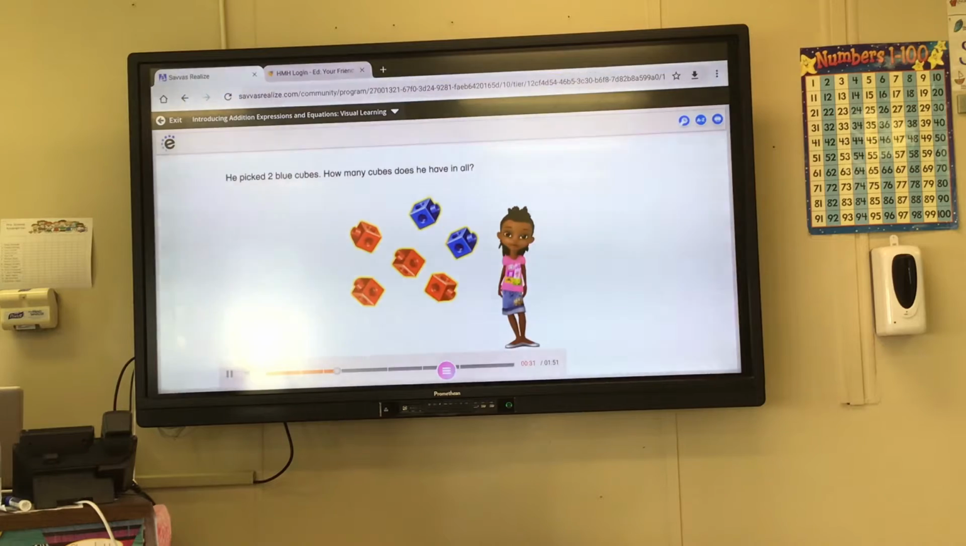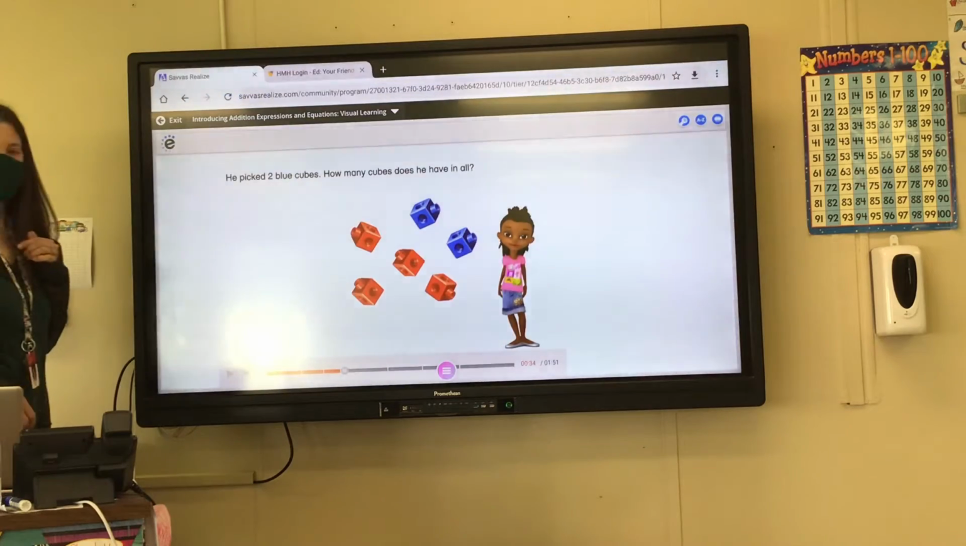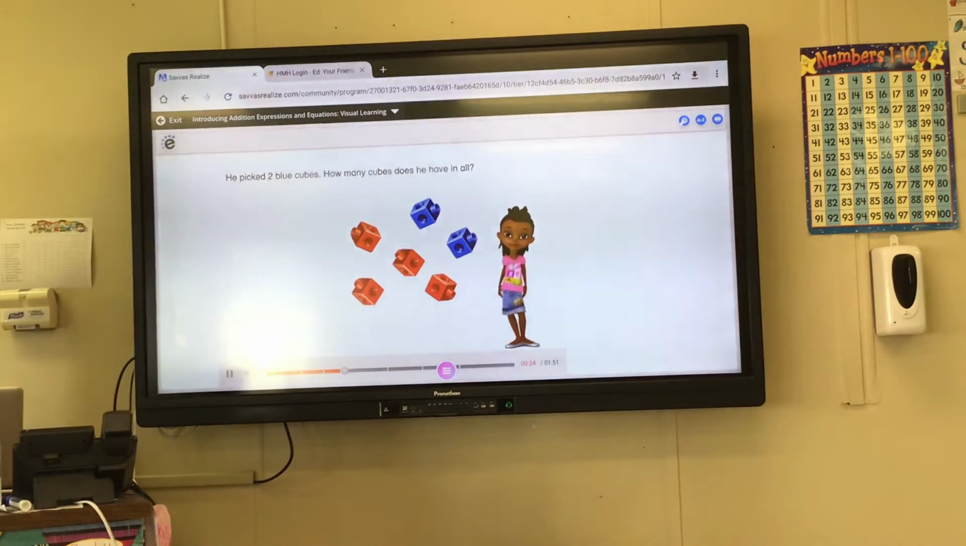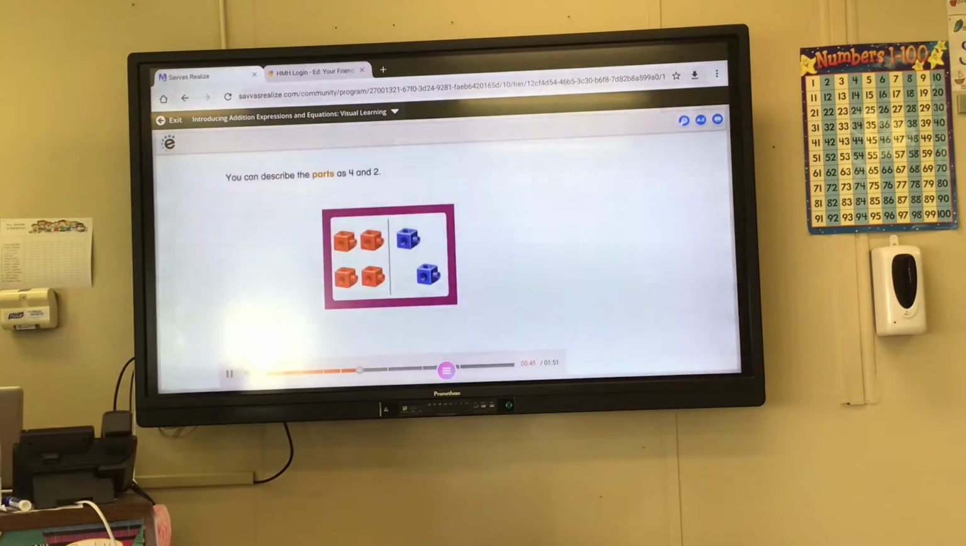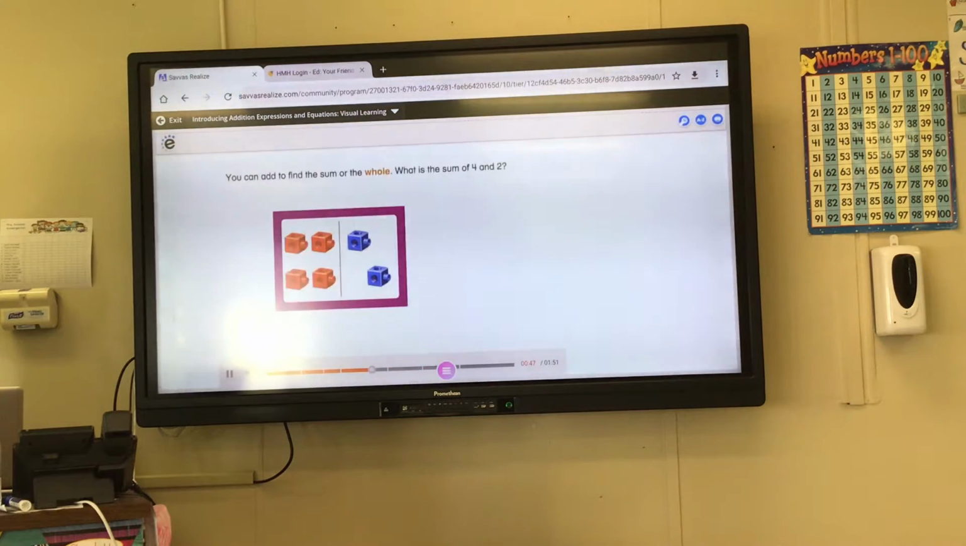How many cubes does he have in all? 6. He has 6 in all. You can describe the parts as 4 and 2. You can add to find the sum or the whole. What is the sum of 4 and 2?